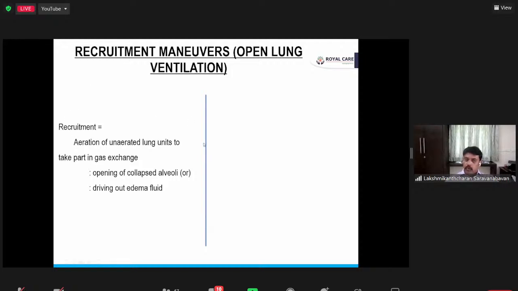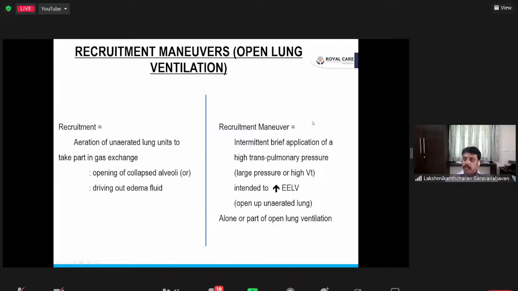Next concept is recruitment. What is recruitment? Recruitment is the opposite of collapse. Once the lung completely collapses, you need to open up the lung. So the aeration of unaerated lung units to take part in gas exchange is called recruitment, and it causes opening of collapsed alveoli or drives out the edema fluid. This is the process. And for that, what we do is a maneuver called a recruitment maneuver. This is intermittent brief application of a high transpulmonary pressure to open up these unaerated lungs. What we give is an increase in your transpulmonary pressure.